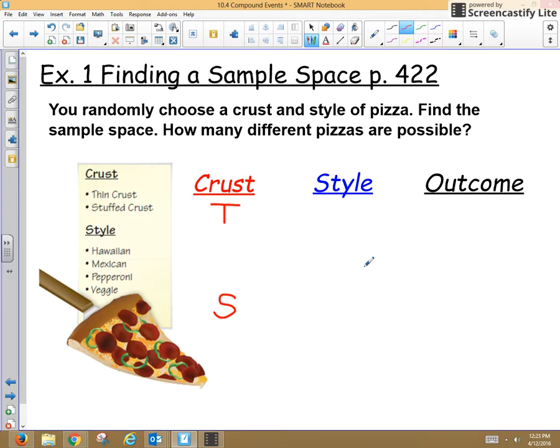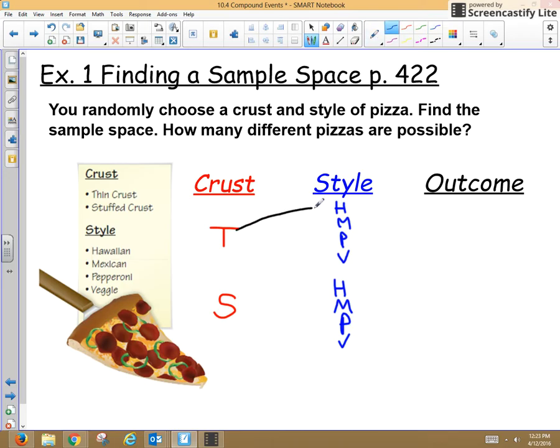Now there's 4 different ways we can have our pizza made for this style. We could have Hawaiian pizza, which I'll call H. We'll have Mexican pizza, pepperoni pizza, or veggie. And we can also have the same type of combination for stuffed crust. So we have Hawaiian, Mexican, pepperoni, or veggie pizza.